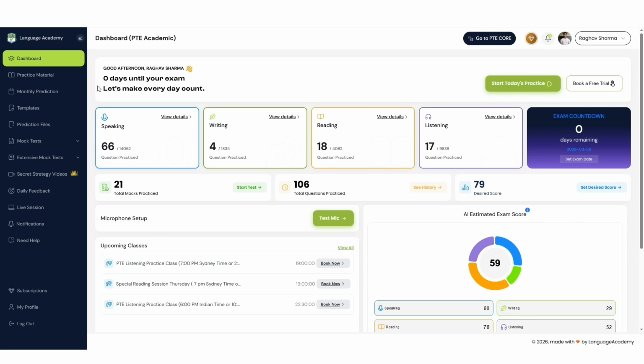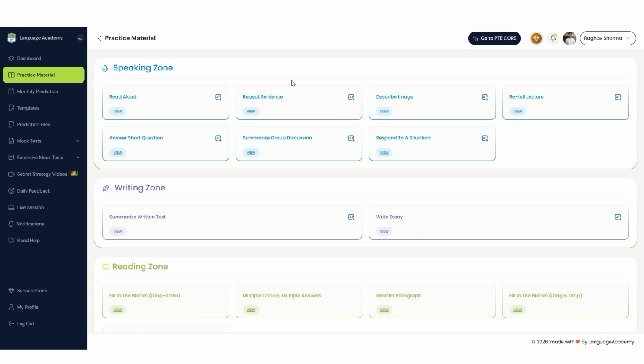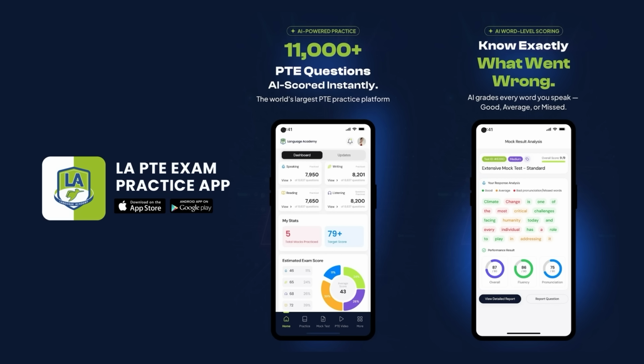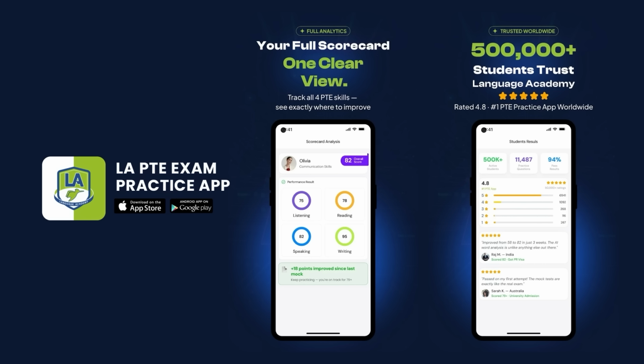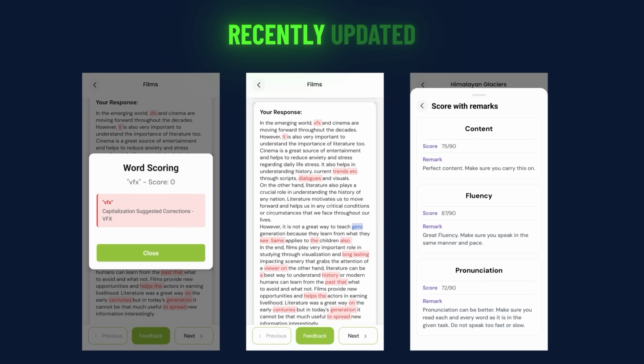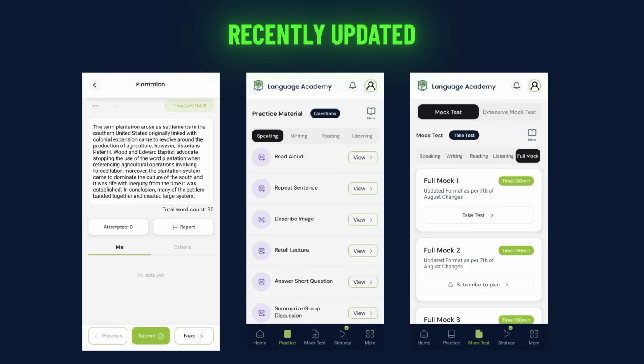To practice, you can go on languageacademy.com.au, or if you want to use your phone, you can download the LAPT exam practice app. The scoring is aligned. AI is very smart now. It will figure out and recognize a lot of your mistakes. So it's highly recommended you practice over there.